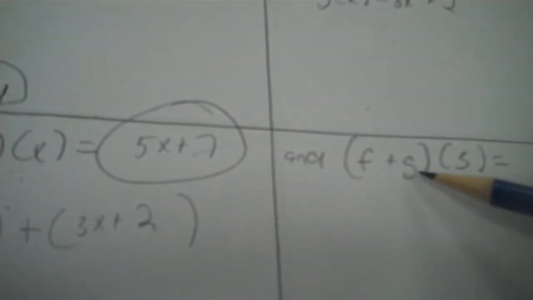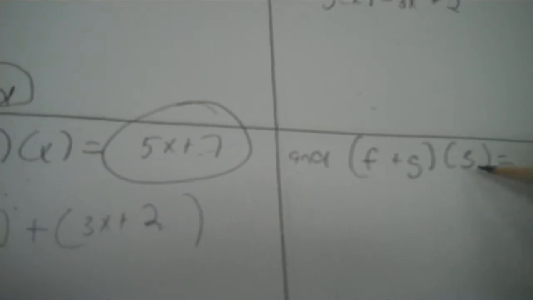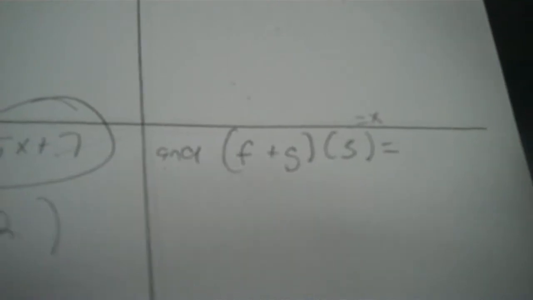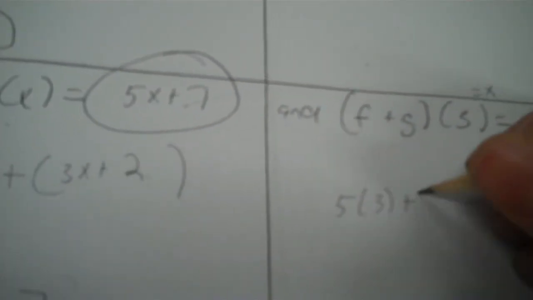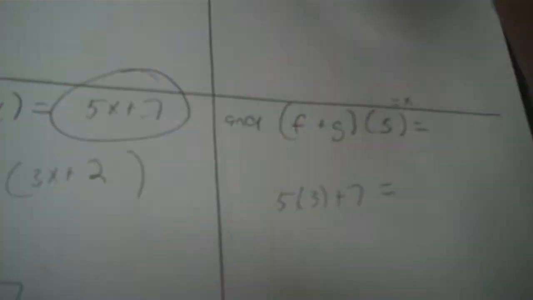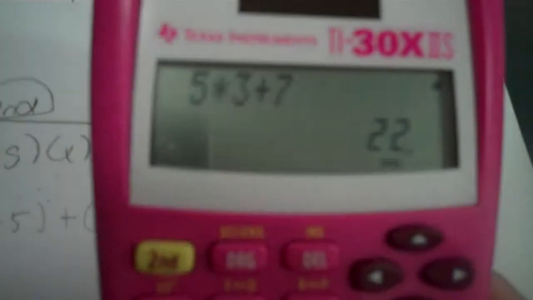Now over here it says what's f plus g of 3, and all this means is just put 3 in for the x right there. So we have 5 times 3 plus 7. So that gives me 22.